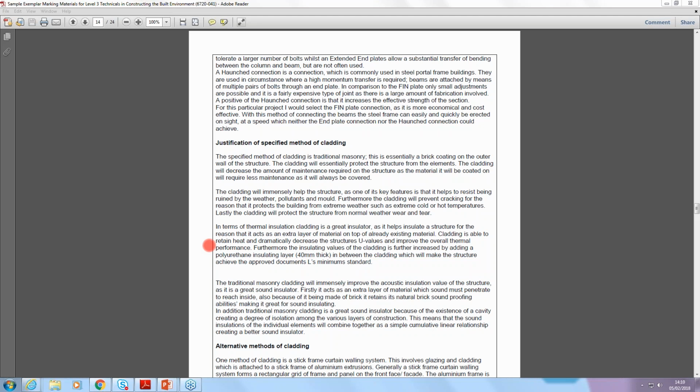So they could have gone into the advantages and disadvantages of different insulation materials and had a bit of an explanation as to why they wanted to use those.